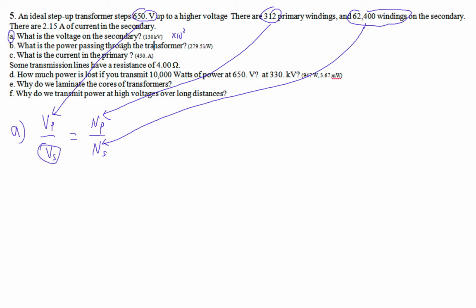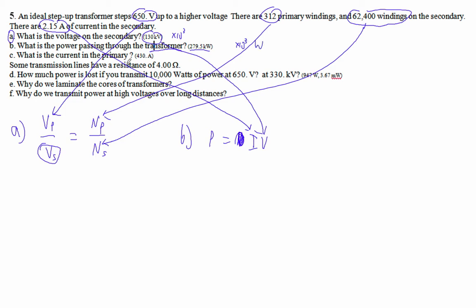B says, what is the power passing through the transformer? Well, to get power, you have to multiply. Power is IV. All right, P is IV. We've got the voltage in the secondary, and you could figure out the current in the primary as well, but I'm going to use the secondary. So the voltage is whatever this answer is, and then the current is 2.15 amps, and you'll get that there's a lot of watts. Remember, a kilowatt is times 10 to the third watts.